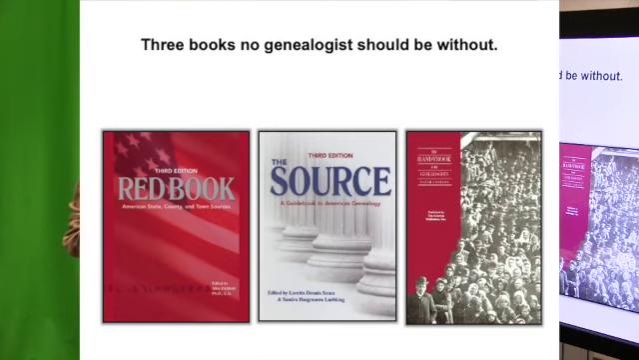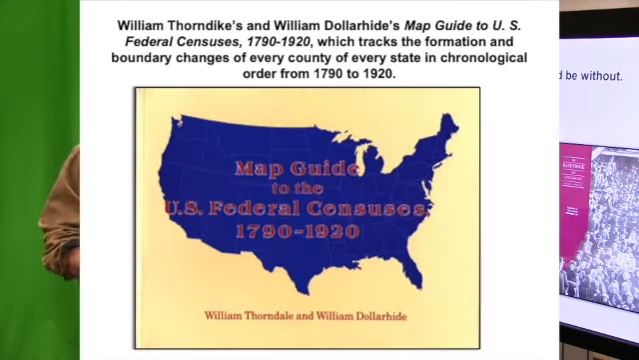The Source book is just a detailed how-to guide to genealogy, and it's like 500 pages long or more. If anybody wants to look at these when we're done. And then The Handy Book is similar to the red book. The red book's a little bit better in my opinion.